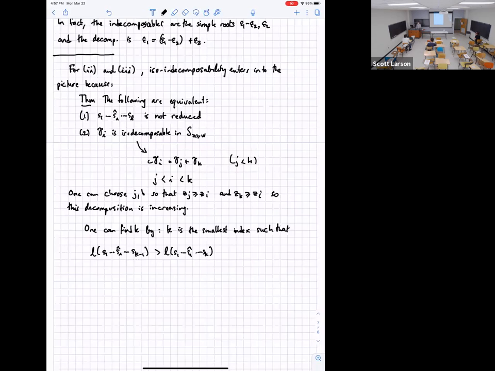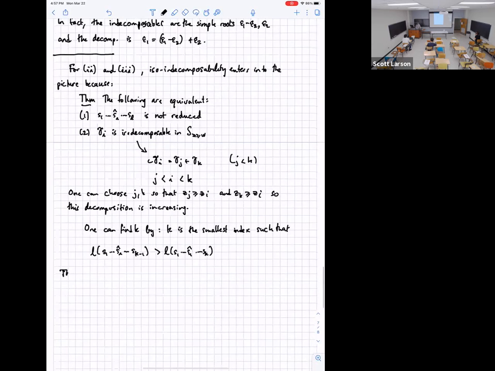And so I choose K to be the smallest index such that this is true. And then J is the biggest index such that, if I take the length, I do sort of the same thing again, the length of S of j, S of I hat up to S of k is less than the length of S of j plus 1, S of I hat up to S of k. Kind of the same argument as before. Because these expressions are non-reduced, the length has to go down.